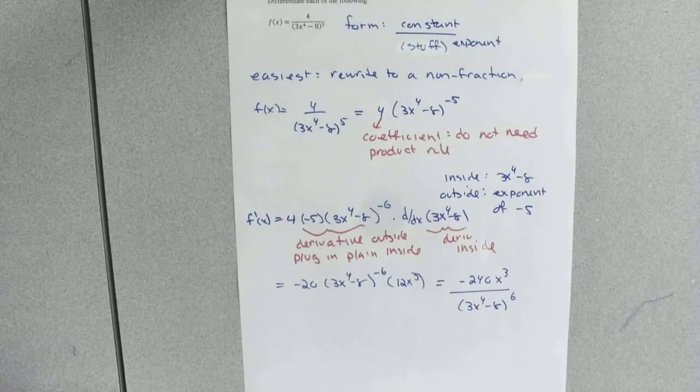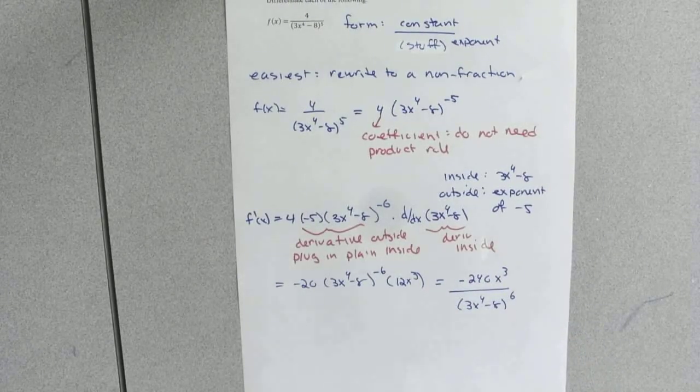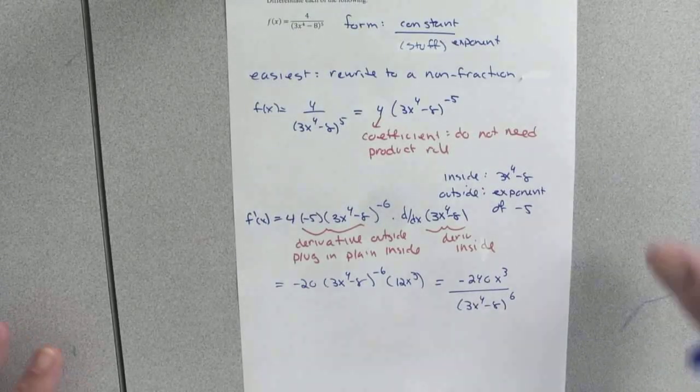Now, if you decide to not rewrite it and do a quotient rule followed by a chain rule, you'd get the right answer, but it would take much more simplification on the end to get that final answer. And this would be the answer I'm expecting. Let's end this video.